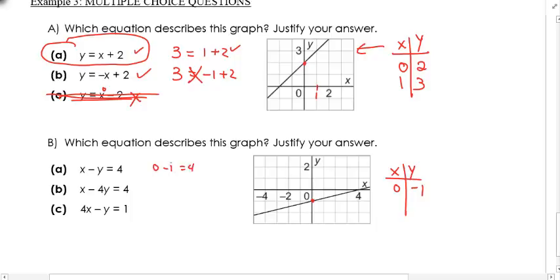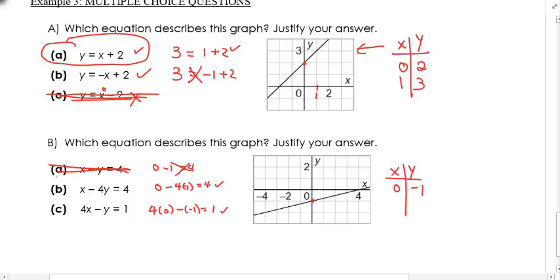-1 equals 4. No way. That's bad. 0 minus 4 times 1. Oh, sorry, -1 equals -4. That's okay. 4 times 0 minus -1 equals 1. That's okay. So with the y-intercept, I've only eliminated A. It's still B and C.